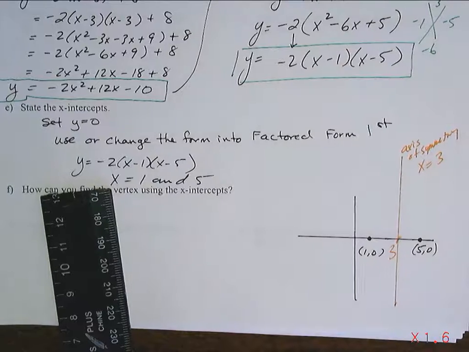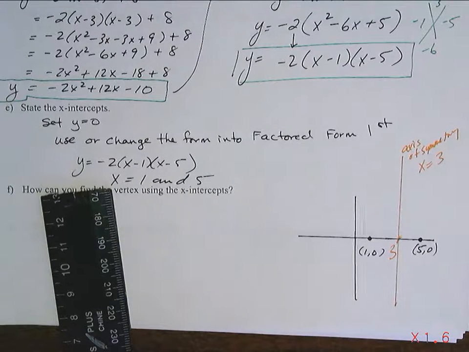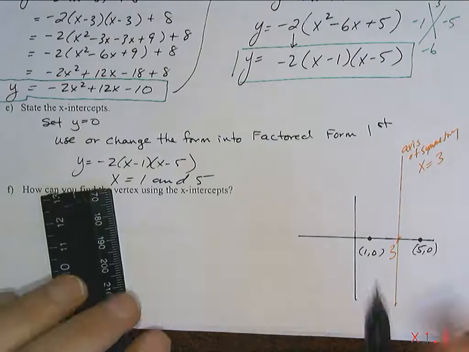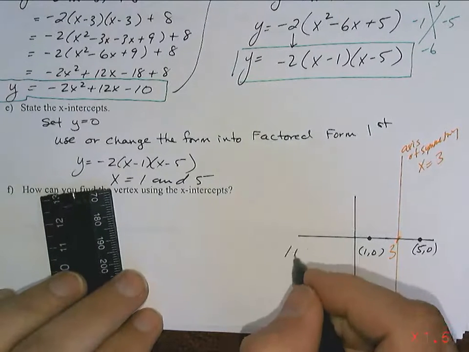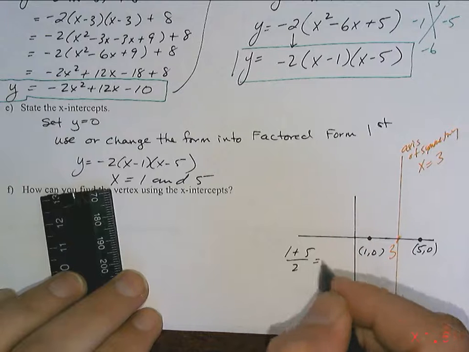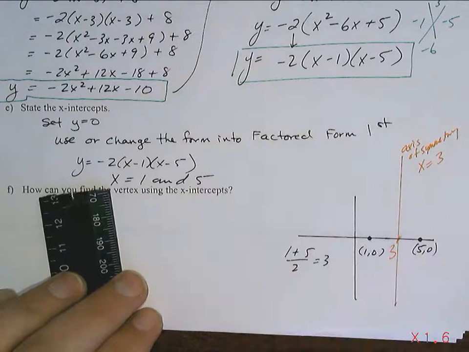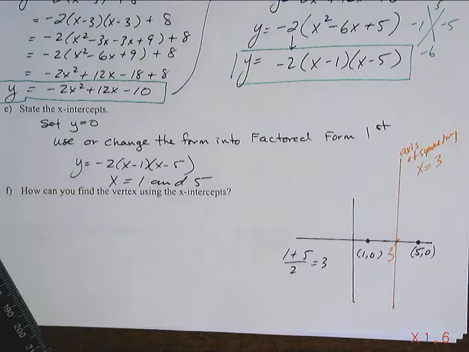Is there another way to come up with that 3 without counting over? Yeah, you take the 5, you take the 1, you add them together and divide by 2. So some of you have learned the process of taking the 1, and you add the 5, and you divide by 2, and you get your 3 value. That's fine too. Now what does that mean? That means my vertex has to lie somewhere on here.